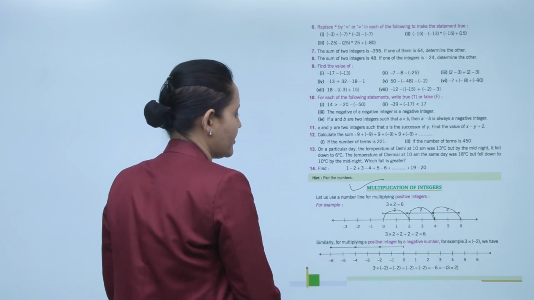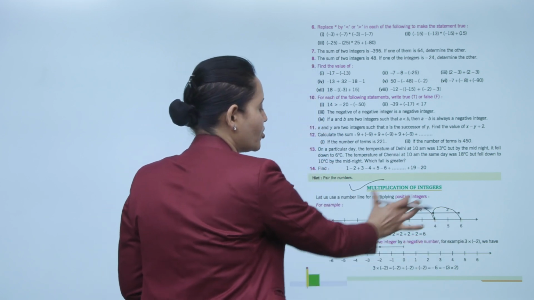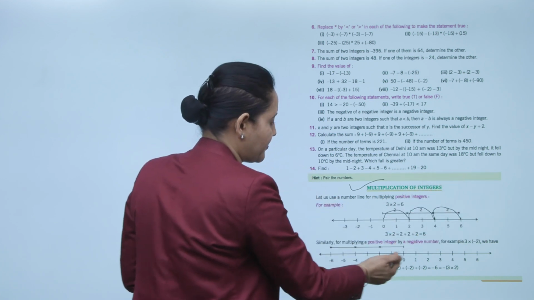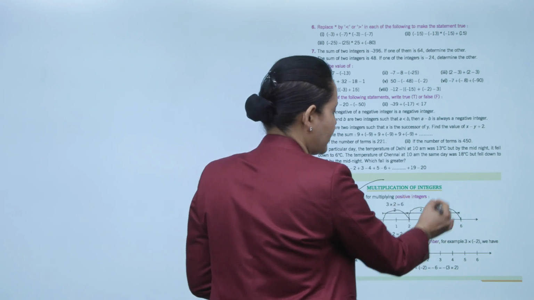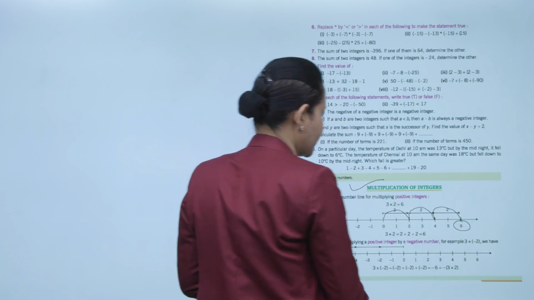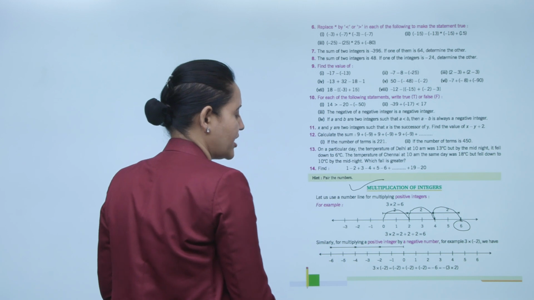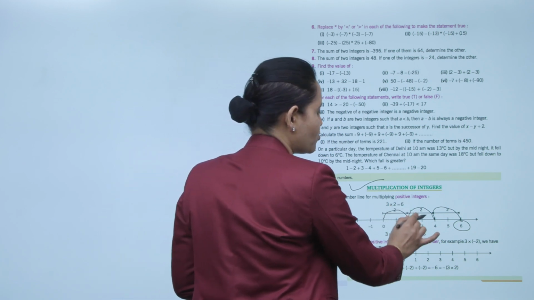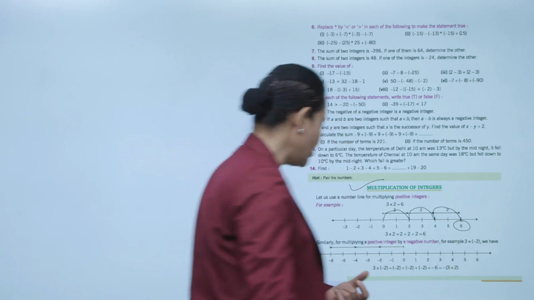We will take 2 numbers and jump 3 times. 1 time, 2 times and 3 times will reach number 6. So 3 into 2 is equal to 6. Or what we are doing? We are adding 2 plus 2 plus 2, that is equal to 6.